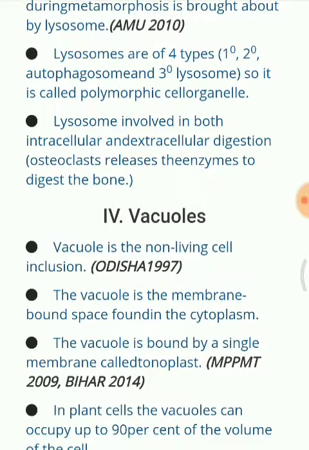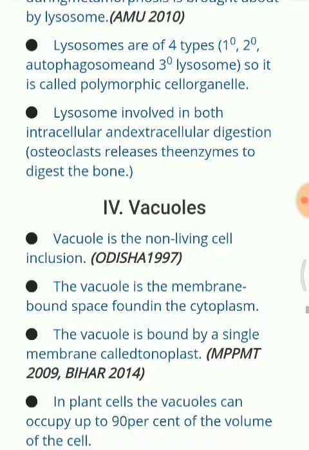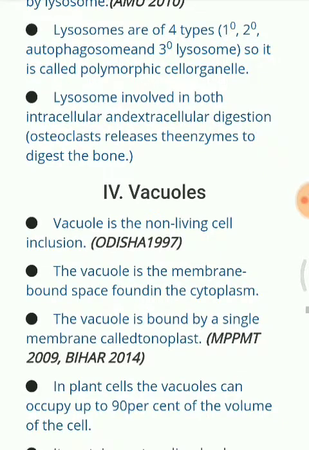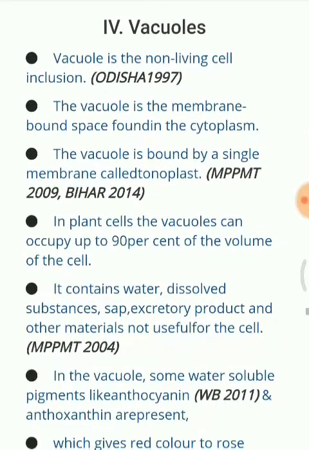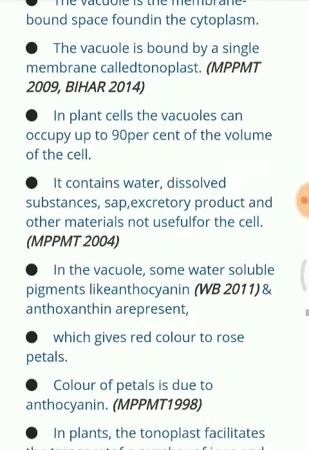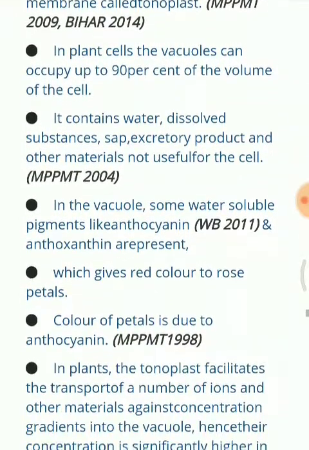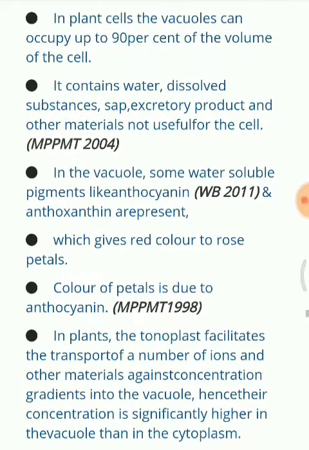Fourth, vacuoles. Vacuole is a non-living cell inclusion. The vacuole is a membrane-bound space found in the cytoplasm. The vacuole is bound by a single membrane called tonoplast. In plant cells, the vacuoles can occupy 90% of the volume of the cell. It contains water, dissolved substances, sap, excretory products, and other materials not useful for the cell.